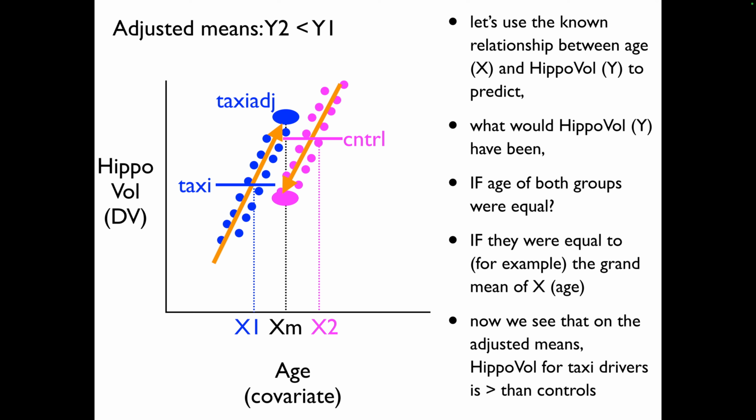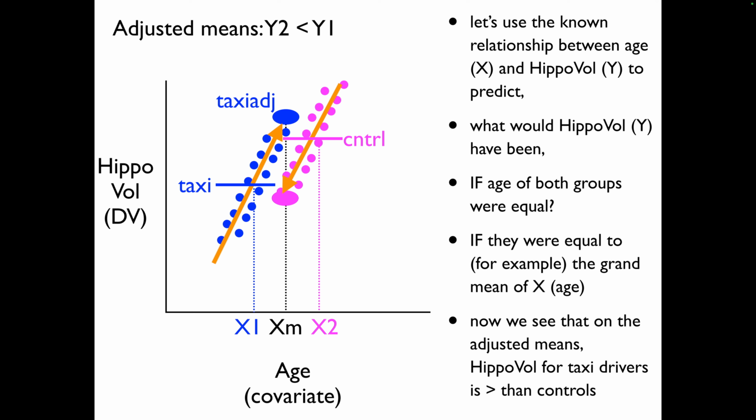And similarly, what would the hippocampus volume of controls have been if they were the taxi drivers' average age, not their own average age? So if we equate the two groups on age, hypothetically, taking advantage of this known, modeled relationship between hippocampus volume and age, we can extrapolate up or down and find new adjusted means on the dependent variable, hippocampus volume, for the two groups.